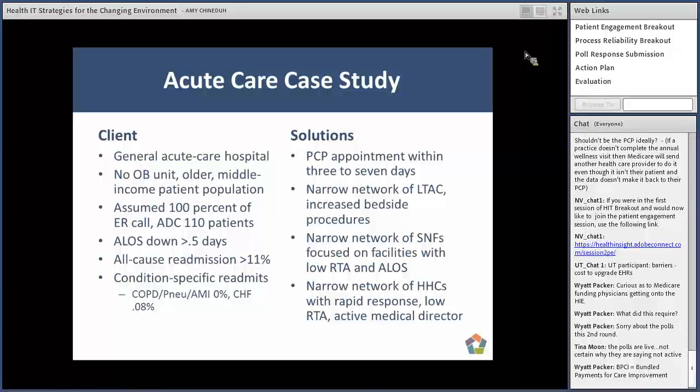And the ones that did, they're the ones getting the business. We narrowed the network of SNFs, focused on facilities with low RTA and length of stay. But the other part is they need to be able to feed us back the same dashboards we live with in the acute care environment. They need to be able to tell us what's your fall risk, what's your psychotropic drug utilization, what quality programs are you working on, so that we can match up our needs in the acutes to make sure they don't come back.